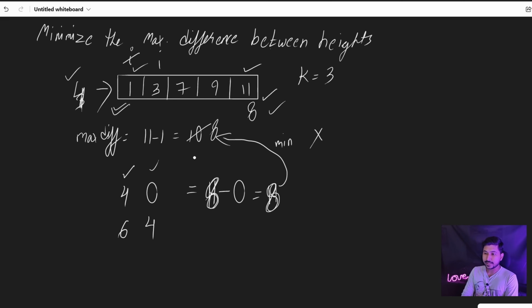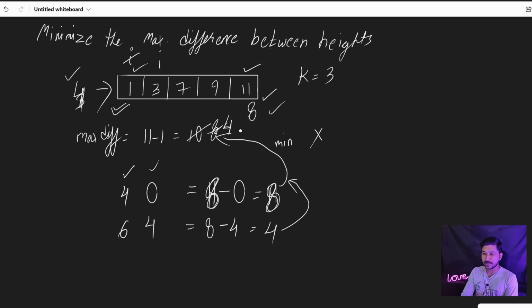After this, 6 is not greater than 8, so the greater value is 8. 4 is actually not less than 4, so 8 minus 4, the answer here will be 4. So the minimum value is 4, so we will replace it from here and it will come here.